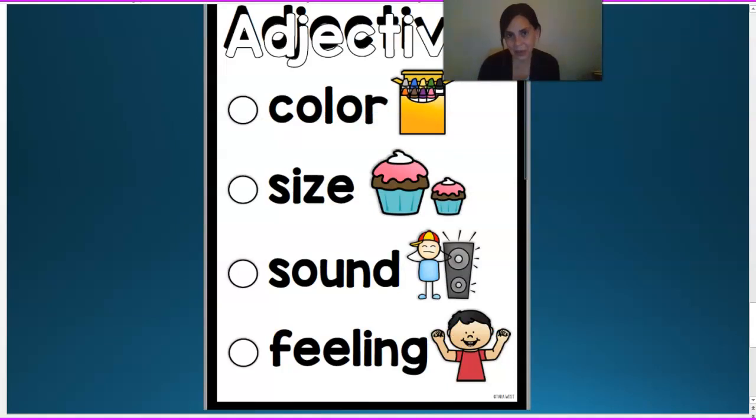Here's a chart that might help you today in your writing when you're trying to add your describing words. So the top says adjectives, and then these words and pictures give you an idea of what you could think about to add a describing word. So one thing you could think about is the color of what you're describing, the size, the sound, or a feeling. Now, these are not the only things you could think about to add a describing word, but if you're stuck, they might help you.